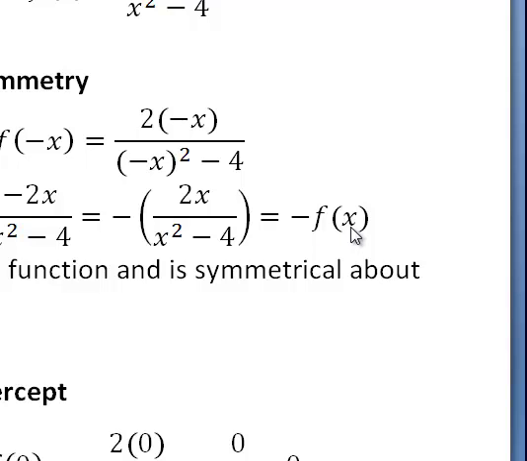Therefore, we know this graph is going to be symmetrical about the origin. So if we take the graph and we rotate it 180 degrees, we wind up with the exact same graph. That should give us an idea and help us out as we go to plot points and actually graph it, whether we know we're on the right track or not.